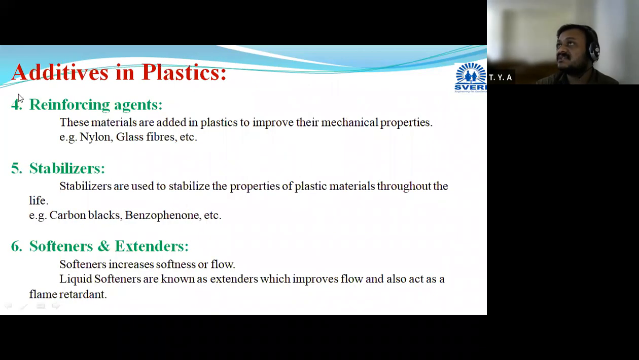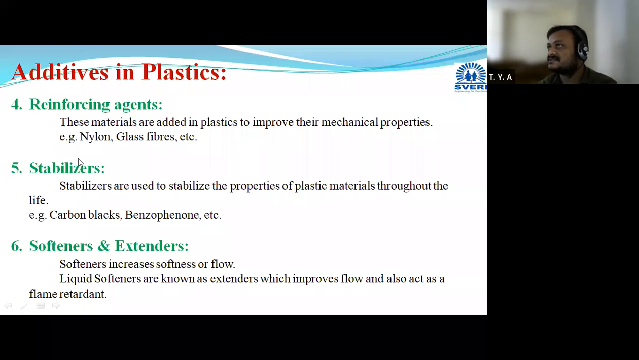Then we will move towards the fourth additive, reinforcing agents. These materials are added in the plastic to improve its mechanical properties. Here, mechanical properties means it will improve its tensile strength. In short, for improving the strength of plastic material, we add additives known as reinforcing agents. For example, nylon or glass fibers. To improve the strength, we add these materials and they are termed as reinforcing agents.